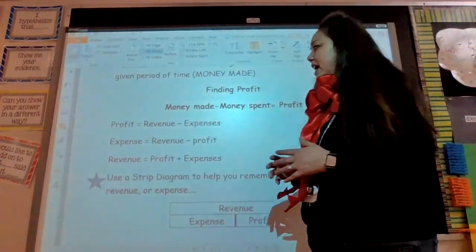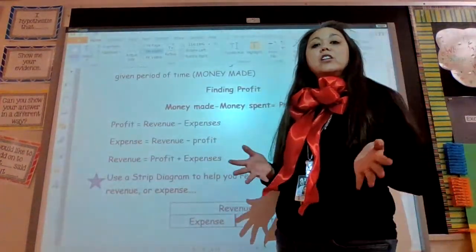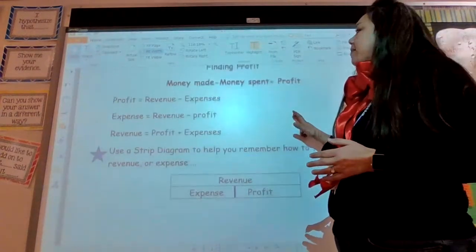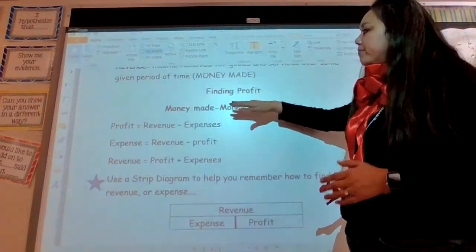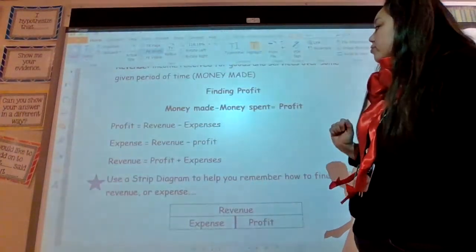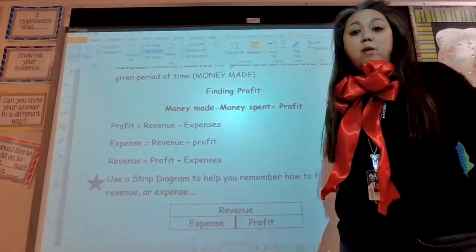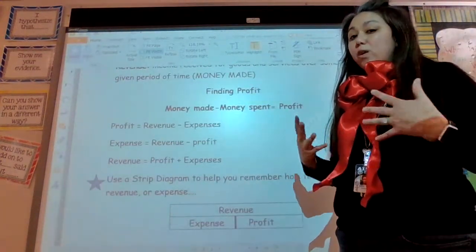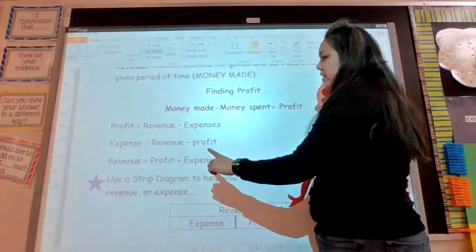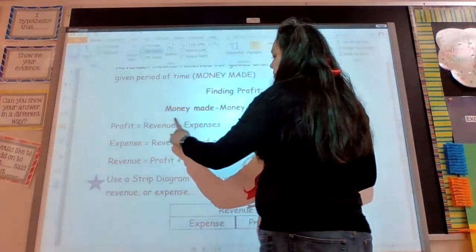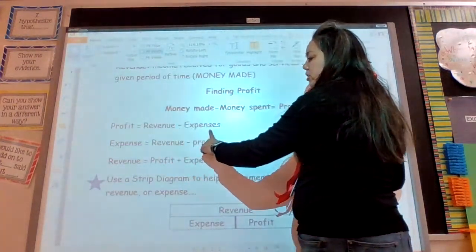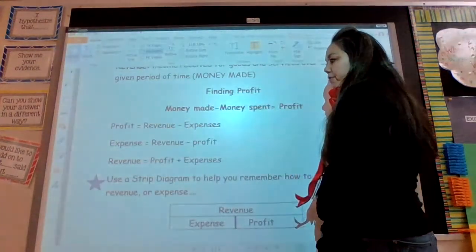So basically today, when we are finding profit, and we're going to look at a worksheet here in just a second, it's money made. Finding profit is taking the money that you make, minus the money that you spend, and that is going to give you the profit. To put that in words with the vocabulary words, money made is your revenue. Money spent is your expense. So revenue minus your expense is going to give you your profit.